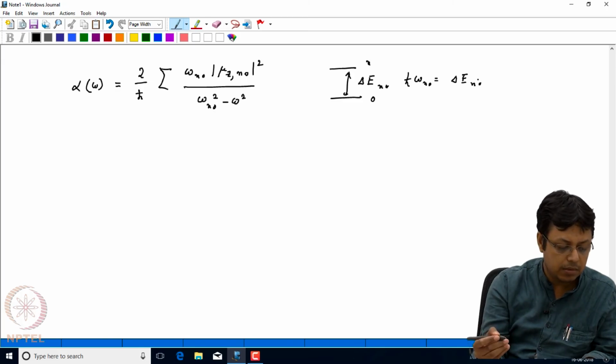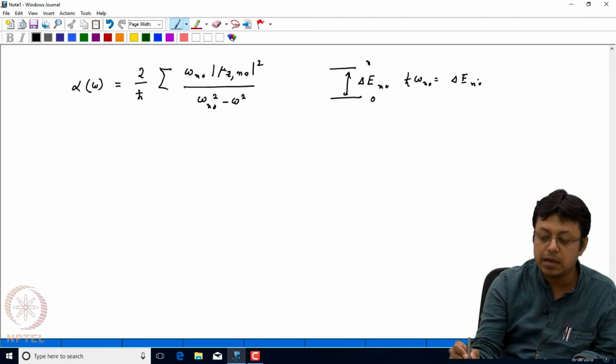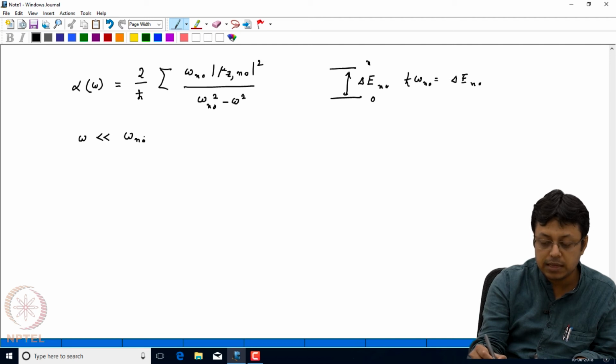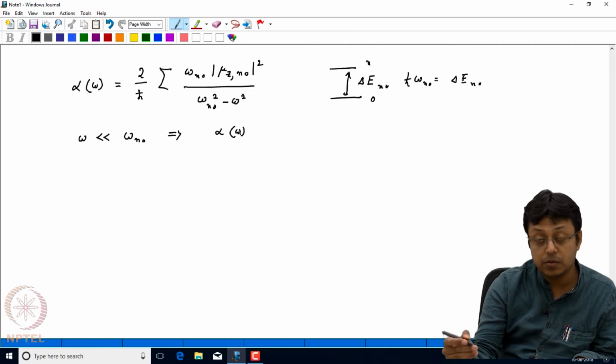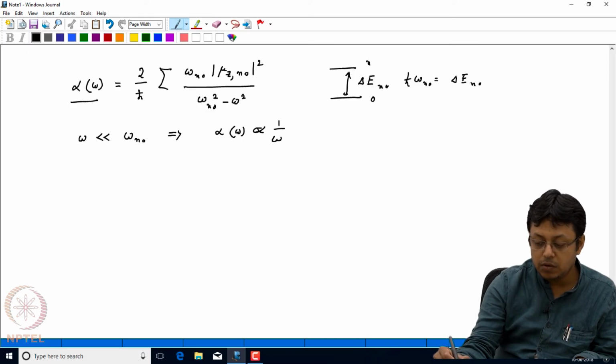Now, we can again make an approximation: if omega is too slow, if omega is much smaller than omega n 0, then that will give me alpha of omega, which is frequency dependent. So, now you see that the polarizability is actually frequency dependent, and that will be basically omega n 0 squared, so that will go overall as 1 over omega n 0.